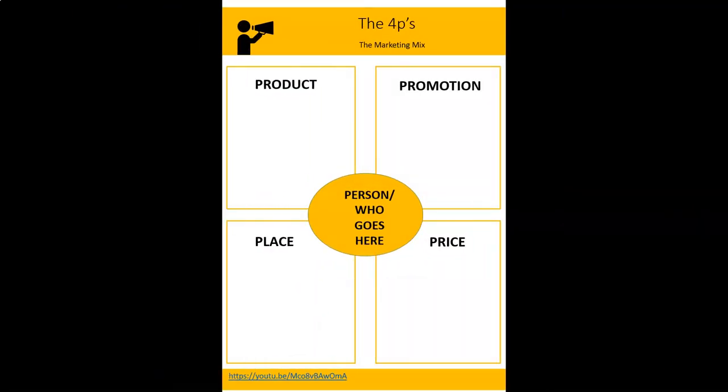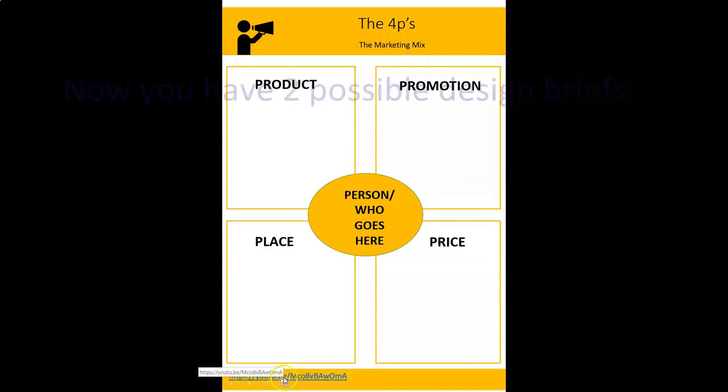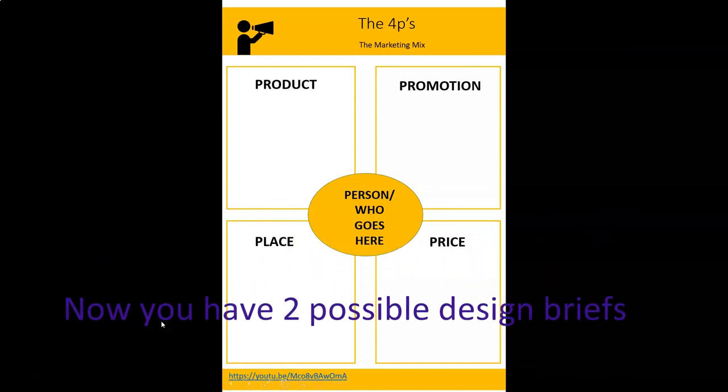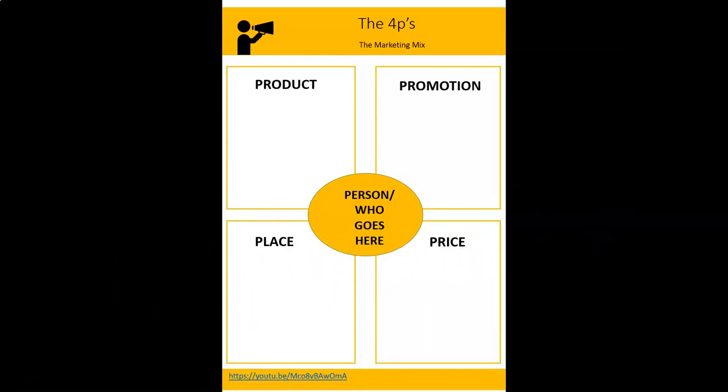Now we need to move on to the 4 P's. Now this is a marketing mix strategy, and if you watch the YouTube video by here, it'll give you further understanding about product, promotion, place and price. So you put your target market here, so the person. Now if this person or this target market changes, then this will influence what type of product it is and what it needs to have, how it's promoted, the actual price point of it and where it would be used. So the target market and the user is a very important piece of information.